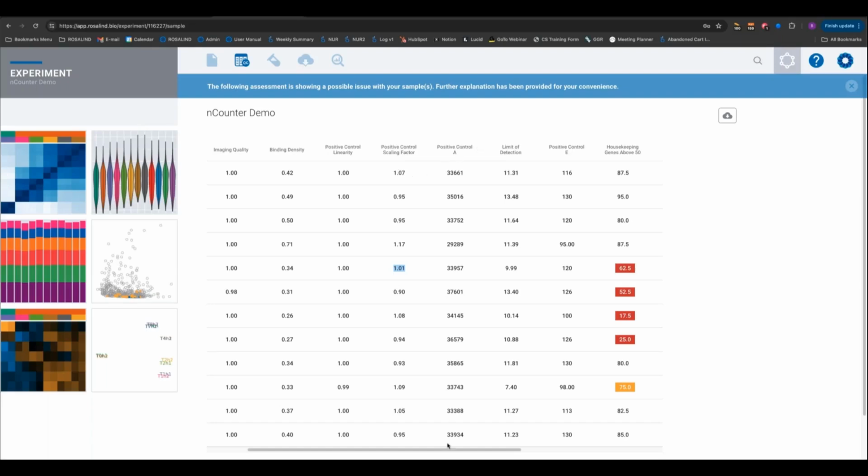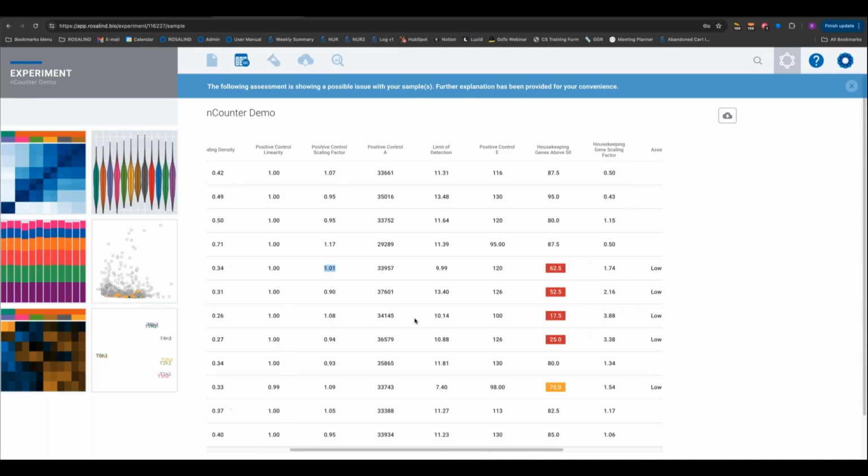Then we can look at positive control A. Again, this is going to be used to look at what is that natural variation across the data set. This ranges from about 30,000 to, yeah, they're all in the 30,000s, maybe as low as 29,000. Not too much variation that I can see by my eye. As a reality check here, we can again look back at our positive control scaling factor. If any of these values were flagged, that would indicate there's probably too much variation in the positive controls, and we should take a look at that.